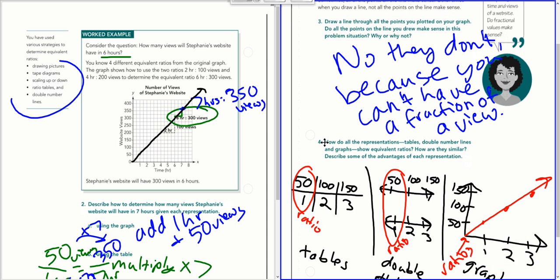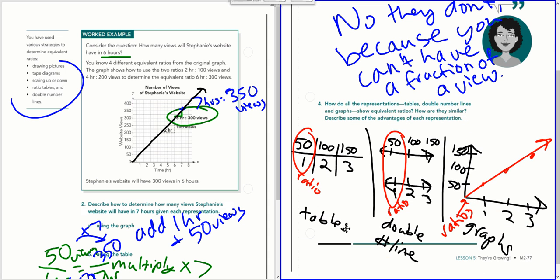All right, this last one I really like because it shows the similarities and differences of tables, double number lines, and graphs. Okay, so our table is basically we write a ratio, which is a comparison of two numbers, on top of each other. So there's 50 views for 1 hour, 100 views for 2 hours, and so on. The double number line basically shows the same thing. It's just separated into two lines instead of two parts of a table. Same ratio here, 50 over 1. Now the graph puts the ratio at an angle from each other.